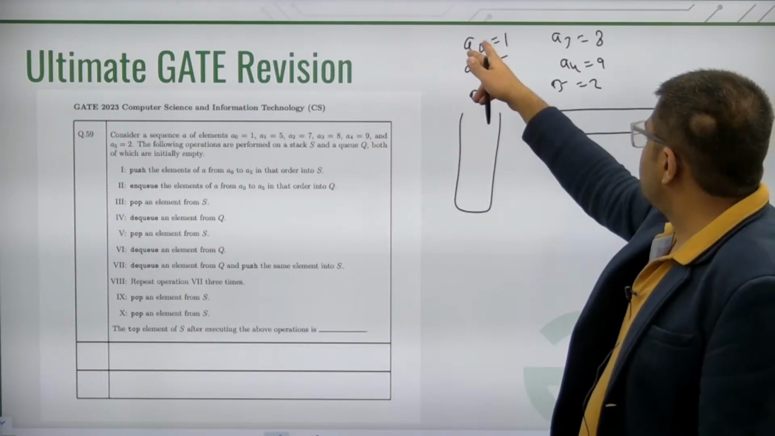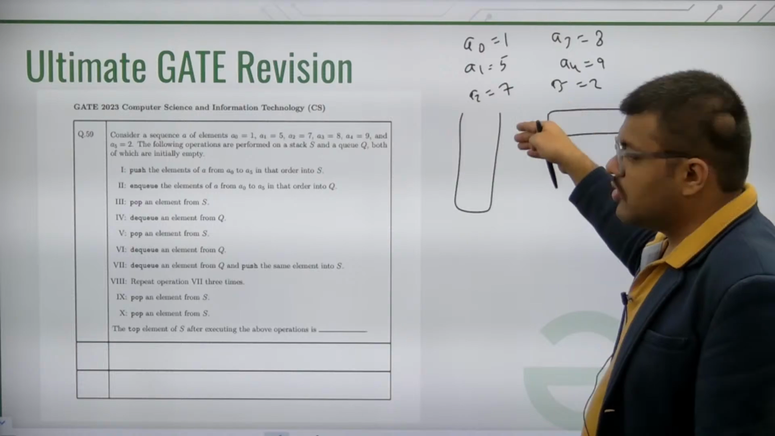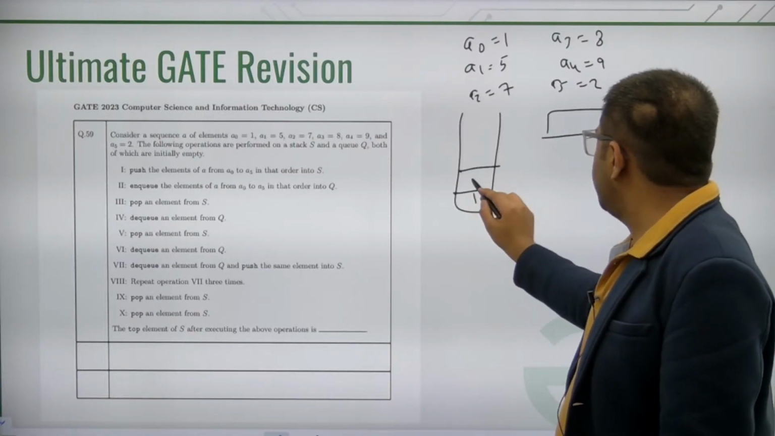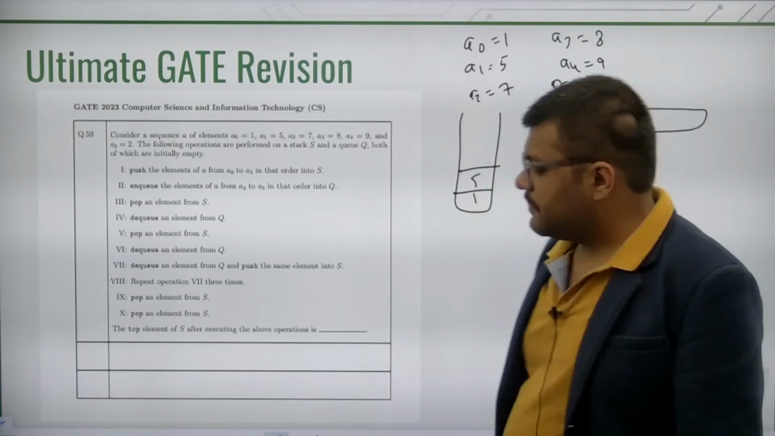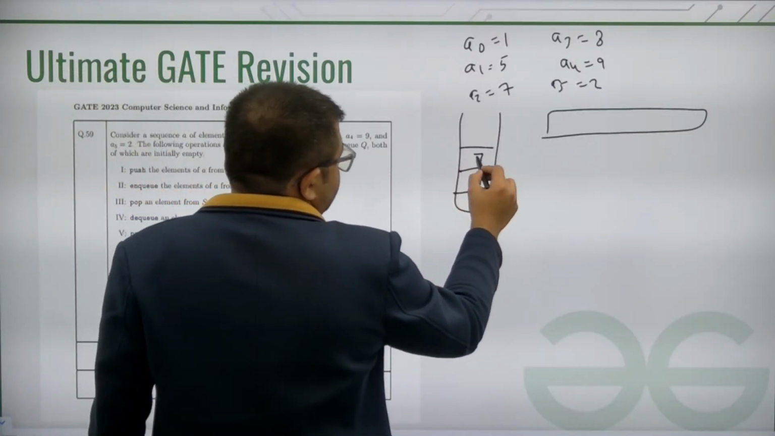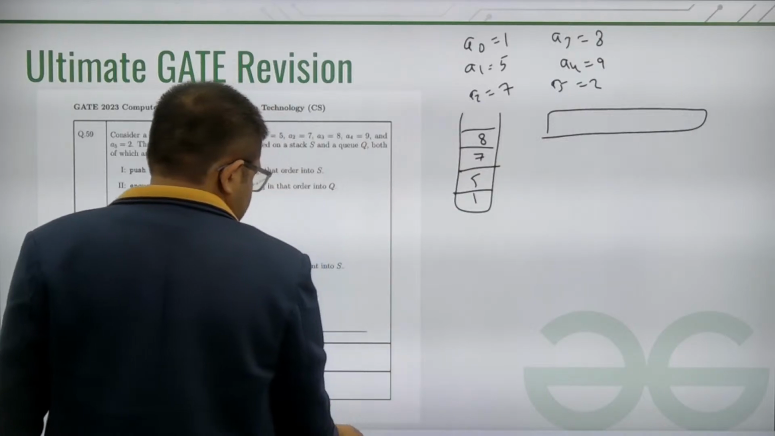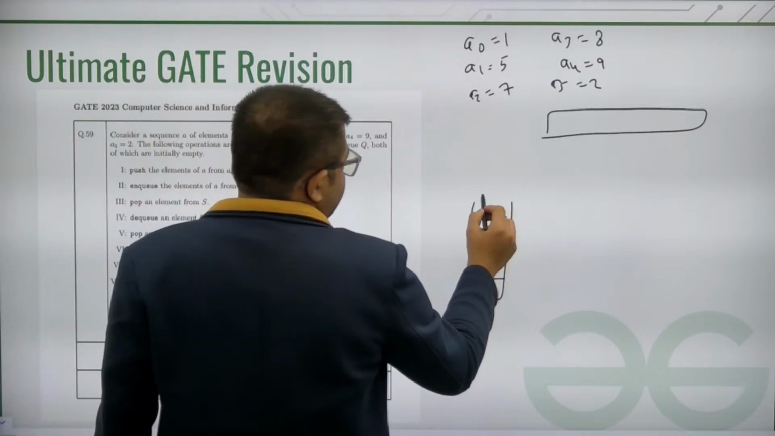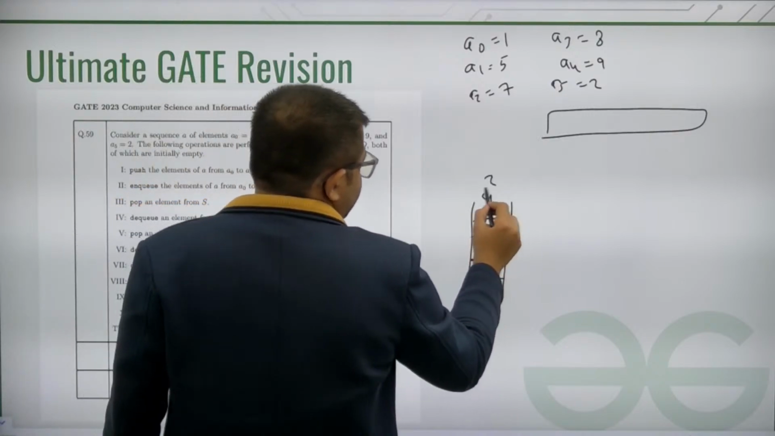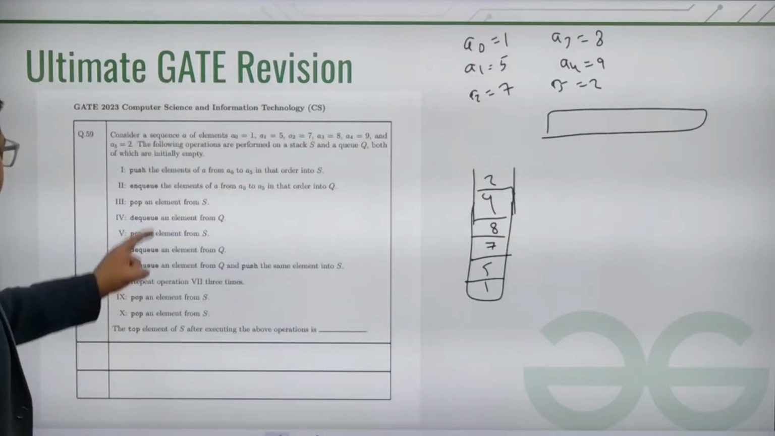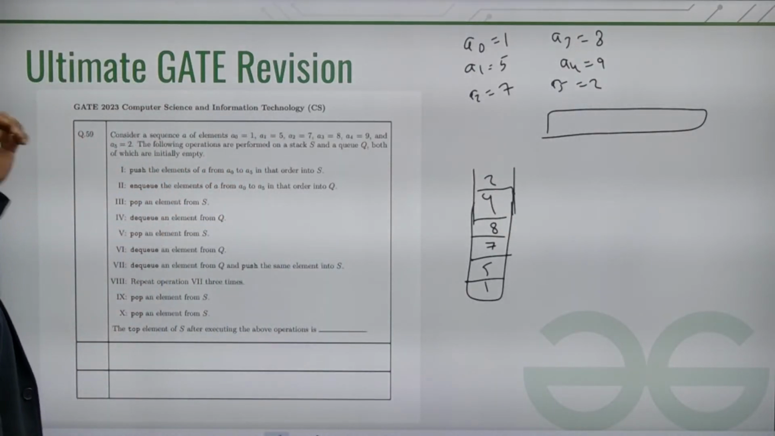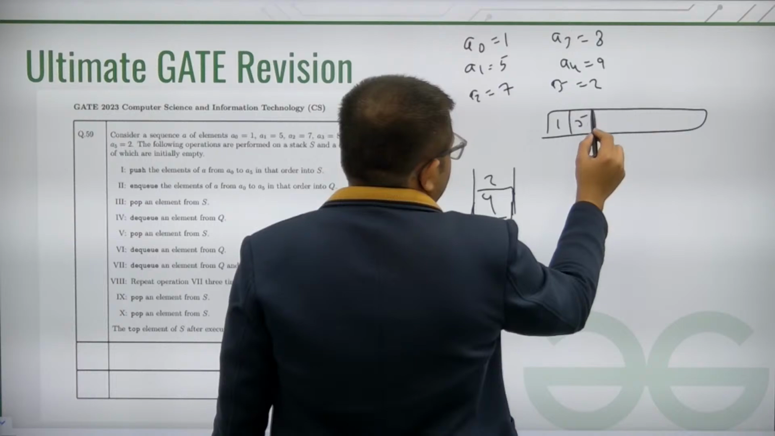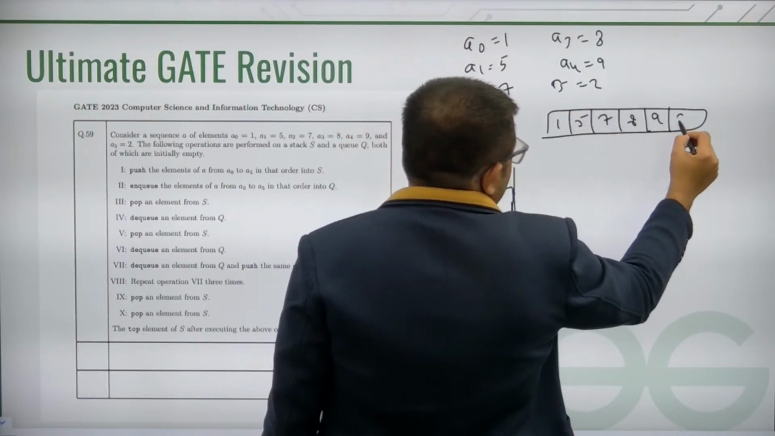So push the elements from A0 to A5 in that order. So first push A0, then A1, then A2, and so on up to A5. So A0 will come here, then A1 will come. Okay. After that A2 will come, after that A3 will come, okay, then A4 will come, and then A5 will come, right? Now enqueue the elements of A from A0 to A5 in that order in Q. So now push the elements in Q: 1, 5, 7, 8, 9, 2.